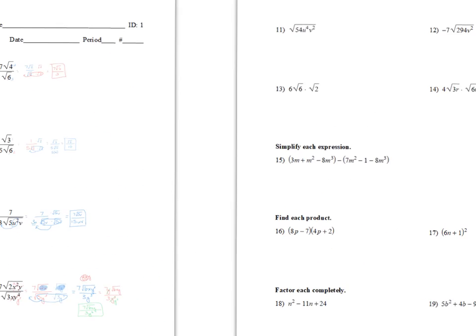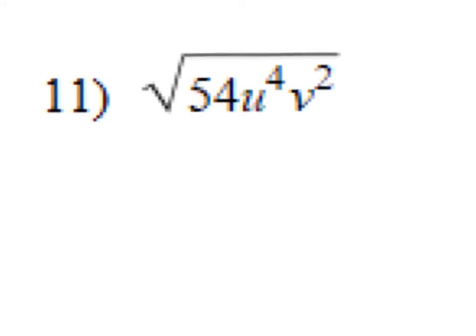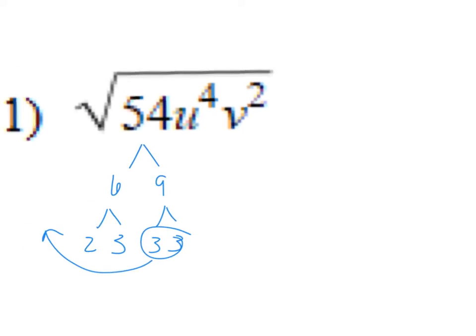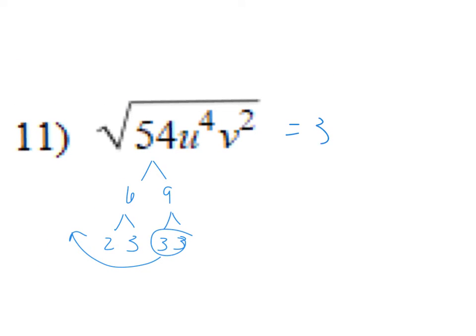Okay, next page. All right, so this is just a review problem. Let's go ahead and we're going to break down 54. And so when I break this down, I'm going to have 6 and 9. The 6 will go to 2 and 3, and the 9 will go to 3 and 3. So the 3's pair up and move out. So I have a 3 on the outside. On the inside, I have a 6 left. That 2 times 3 is 6.